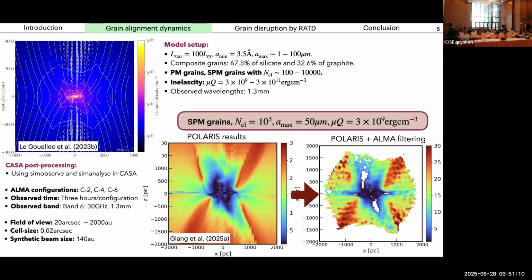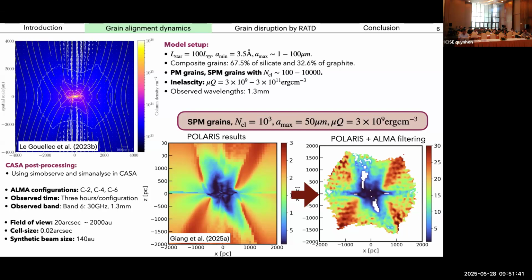So we observe with the 3 ALMA configurations, C2, C4, and C6, and perform the observation for 3 hours per configuration. So we observe 2000 AU scales, with a synthetic beam of 140 AU. I show here an example of how the dust polarization degree map looks before and after we filter with CASA. Basically, after filtering with CASA, we can recover 1000 AU of protostellar core scales.